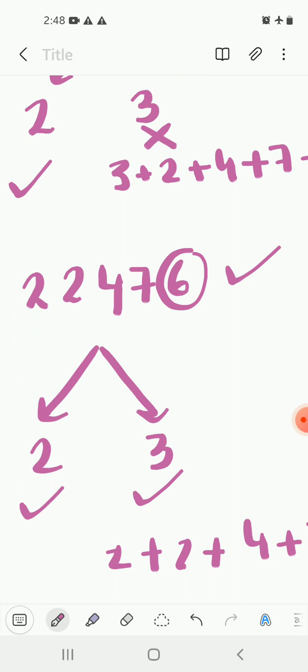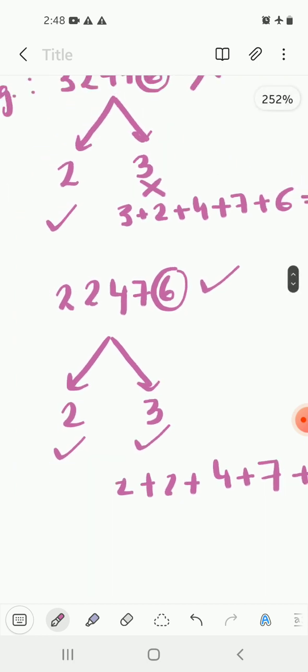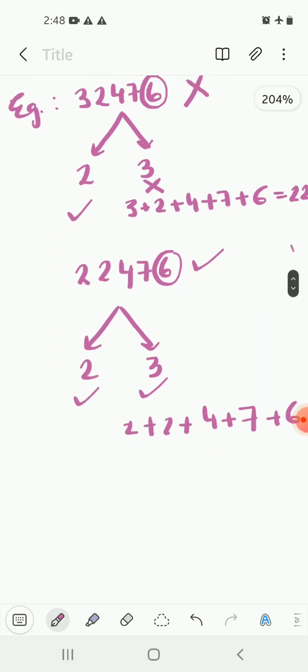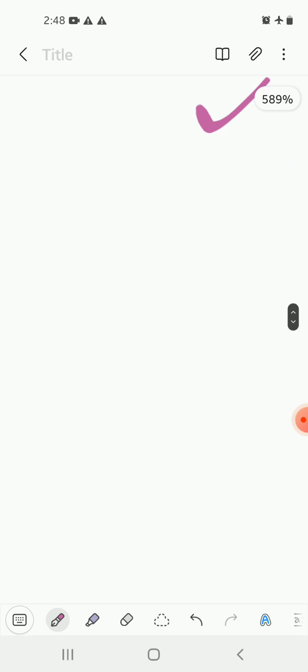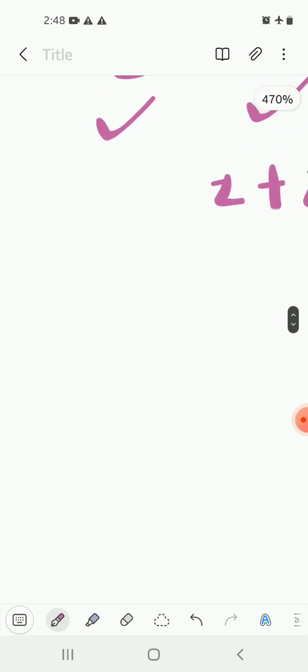Now we will move to the rules of divisibility for 7, but 7 has complicated rules of divisibility. So I would suggest you can simply divide the number. That will be a better option, and we will move to the rules for divisibility of 8.